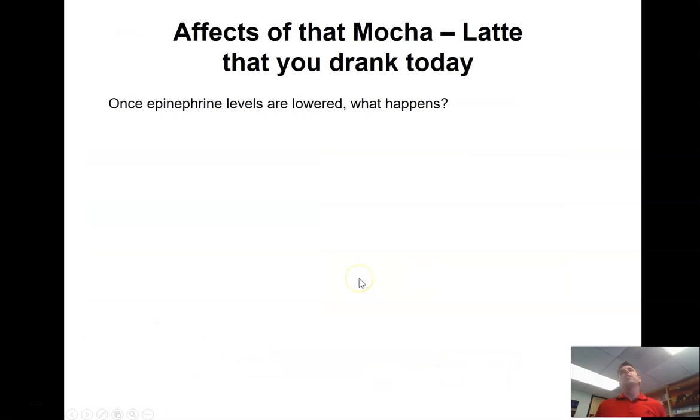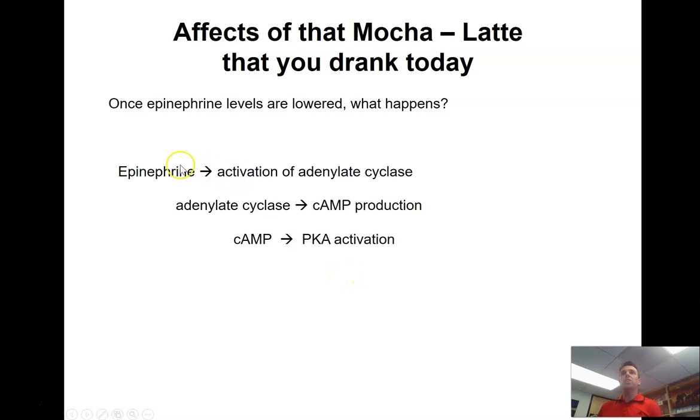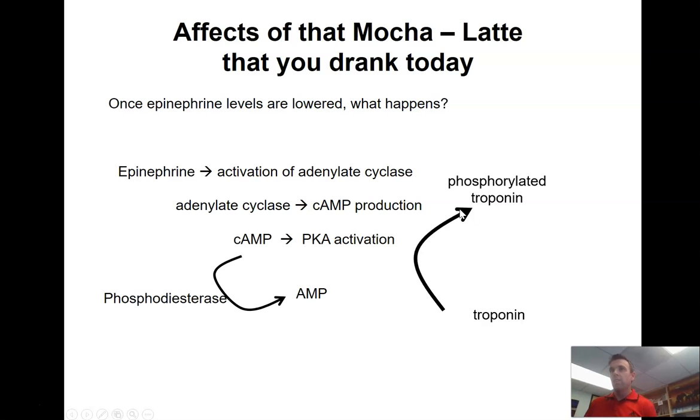All right, so how does that relate to caffeine? Well, we just talked about this signaling cascade: epinephrine, adenylate cyclase, cyclic AMP. Cyclic AMP leads to PKA activation. PKA phosphorylates troponin, right? But we also don't want the adrenaline effect to last forever. So if troponin is becoming phosphorylated, what do you think is naturally at work to dephosphorylate it? Well, there's going to be a phosphatase, and phosphatase is constantly removing the phosphate groups.